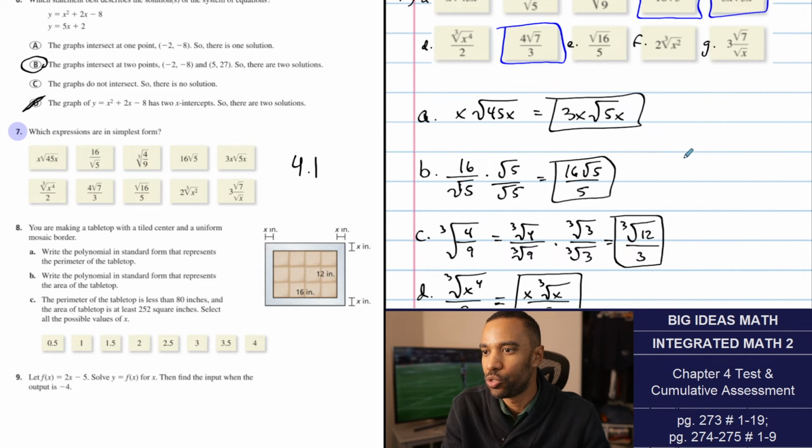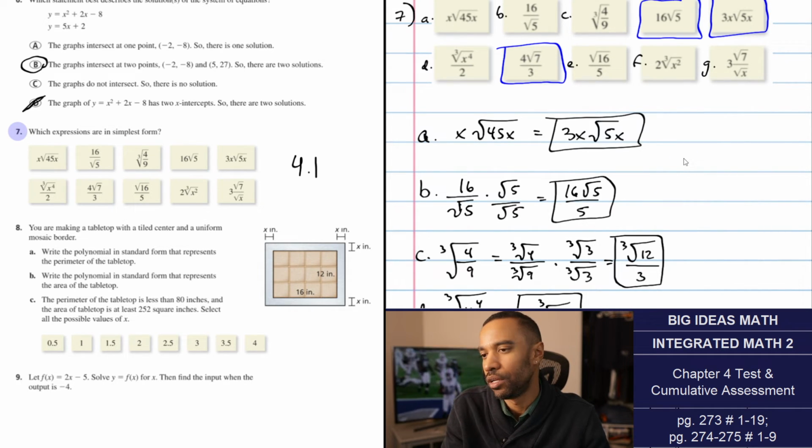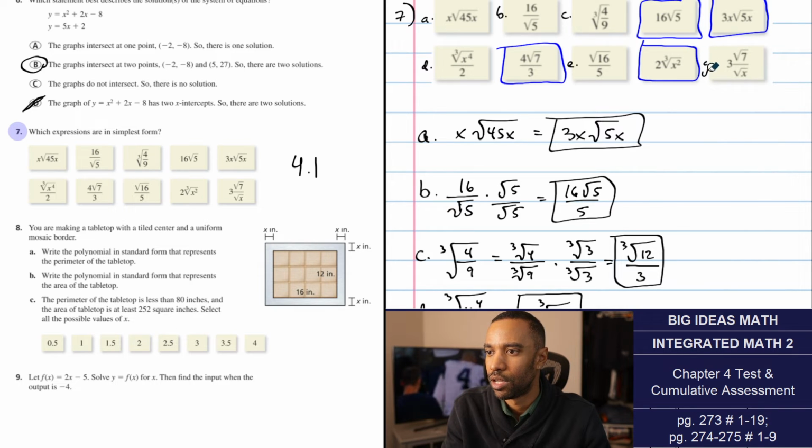F, 2 times the cube root of x squared. Oh, that's simplified. Oh, wait, hold on a second. What was it before? Which are simplified, which are not? F is simplified. Pardon me. So that's no longer F. That one's fine. G is the new F. So we all good there.